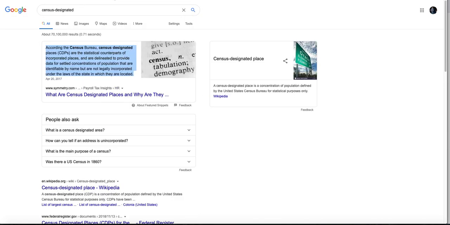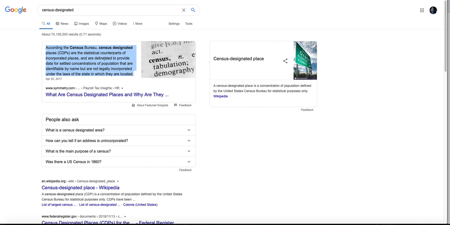Okay. So then I looked at this, the census designated places. It's funny how it says entering Oracle. I don't know what that is or where that is. According to the Census Bureau, census designated places, CDPs, are the statistical counterparts of incorporated places. Incorporated. Okay, into the corporation or the so-called country, or I don't know.